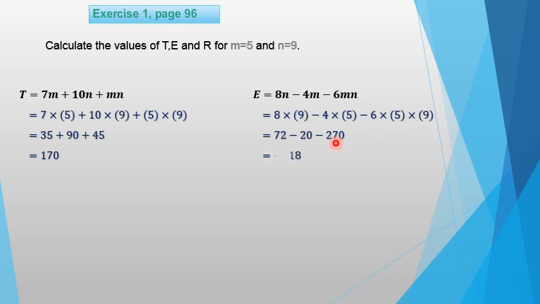Now, 72 minus 20 is 52, and 52 minus 270 is minus 218.